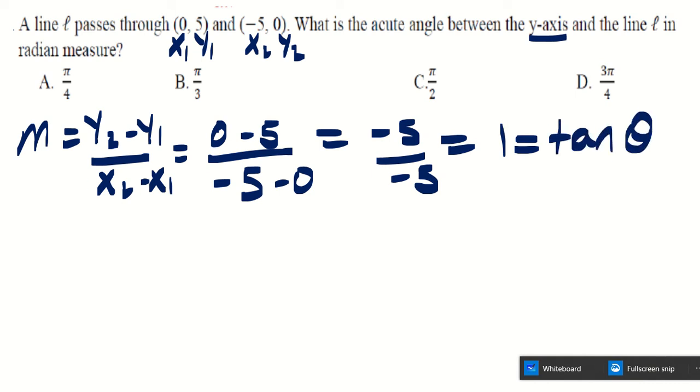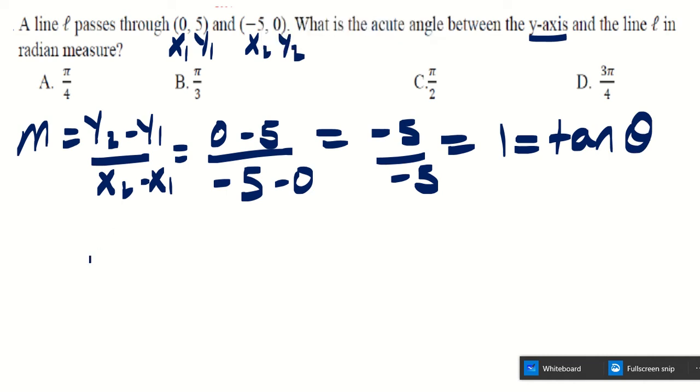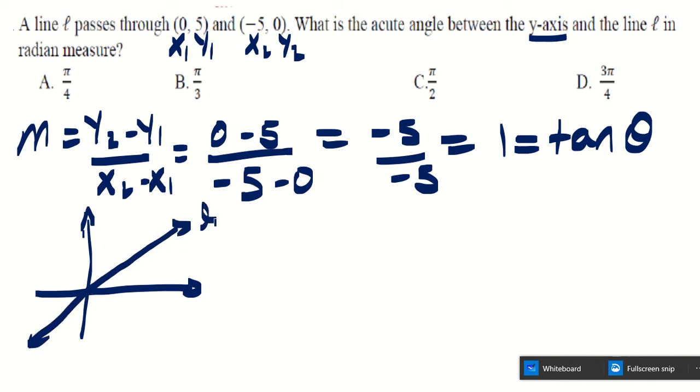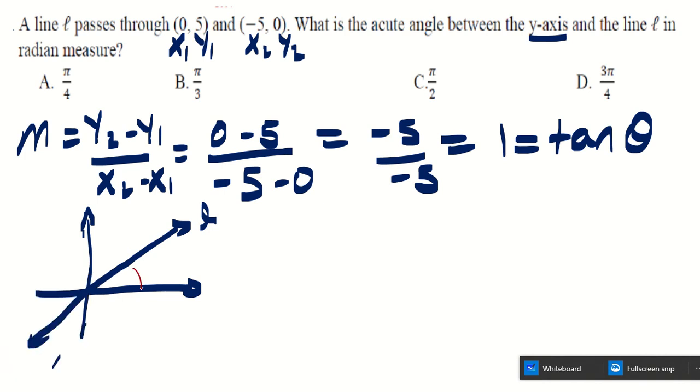theta. What is theta? This theta means the angle formed between the line and the positive x-axis in standard position. The slope of the line is tan of the angle theta made with the positive x-axis in the anti-clockwise direction. So if this is the line L, here is the angle theta.